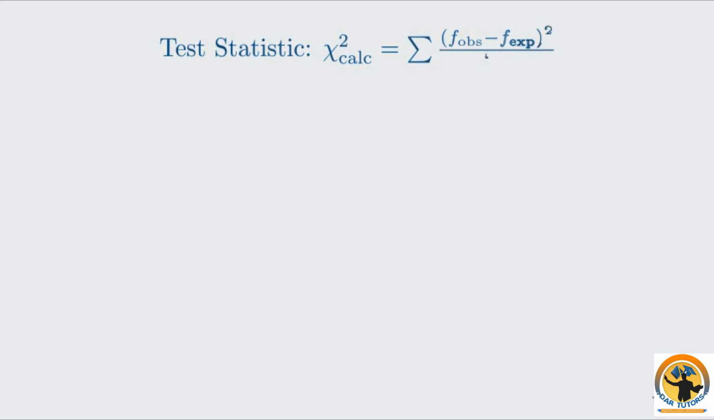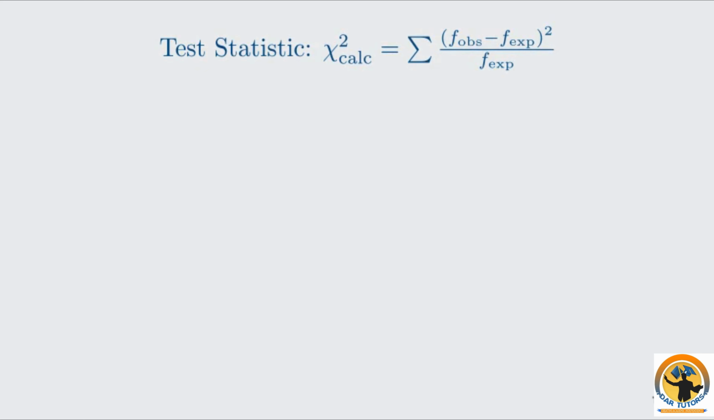Once we have our hypotheses, the procedure for the test of independence is very similar to the goodness of fit test. Our objective is to learn how to calculate the test statistic and degrees of freedom for a contingency table. The chi-squared calculated value, chi-squared calc, uses the exact same formula. The sum of the squared difference between observed and expected frequencies divided by the expected frequencies. The difference is how we find the expected frequencies in a contingency table.